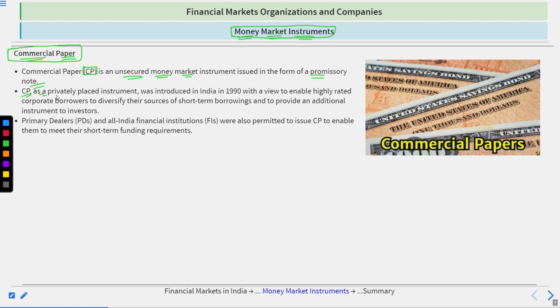The CP, as a privately placed instrument, was introduced in India during the 1990s with a view to enable highly rated corporate borrowers to diversify their sources of short-term borrowings and to provide an additional instrument to the investors. Then the PDs, or primary dealers, and all India financial institutions, the FIs, were also permitted to issue the commercial paper, or CP, to enable them to meet their short-term funding requirements.